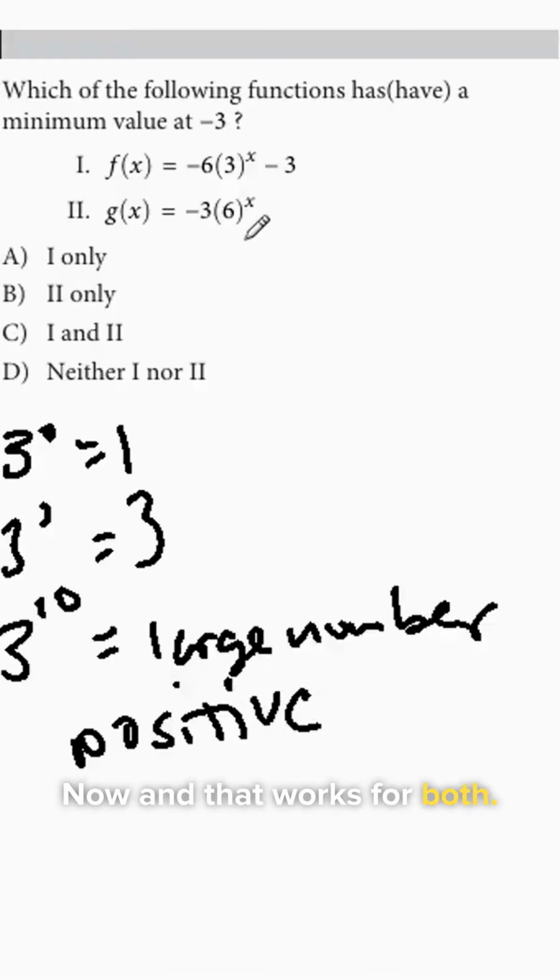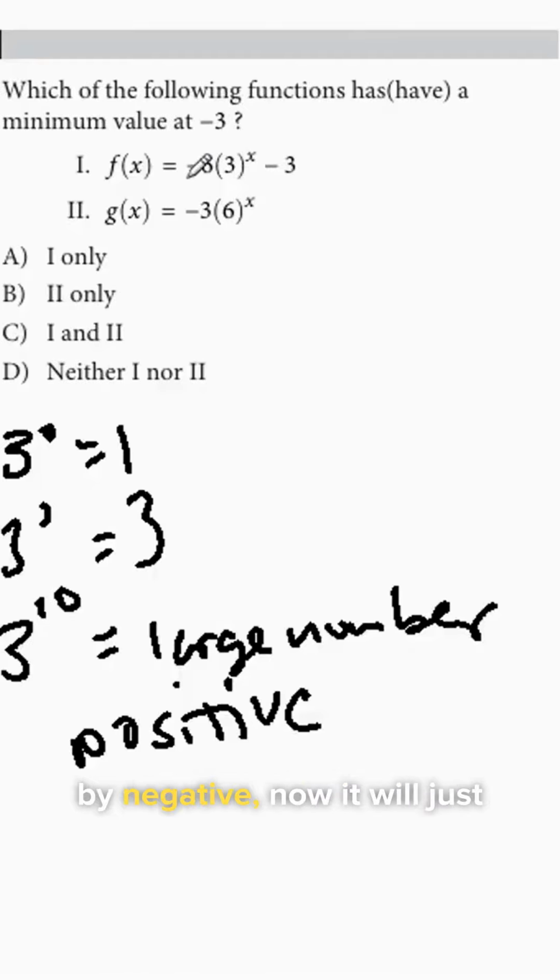And that works for both. Even here, 6 to the power of x, no matter what x is, it's going to make a positive number, and it will keep increasing in value. So whatever these are, they're going to be multiplied by, in the first one, -6. So 3 to the power of 0 or 1 or 10, whatever it may be, it's going to be an increasing, positive value.